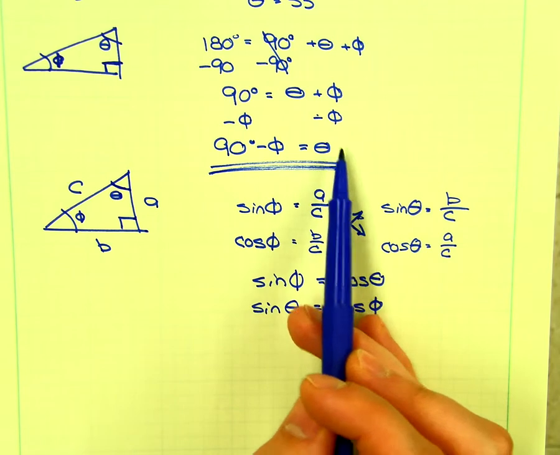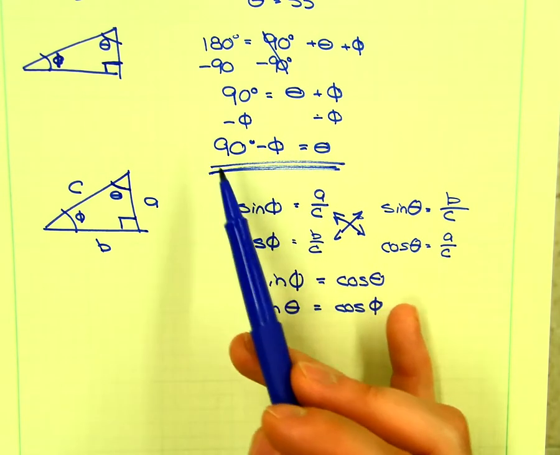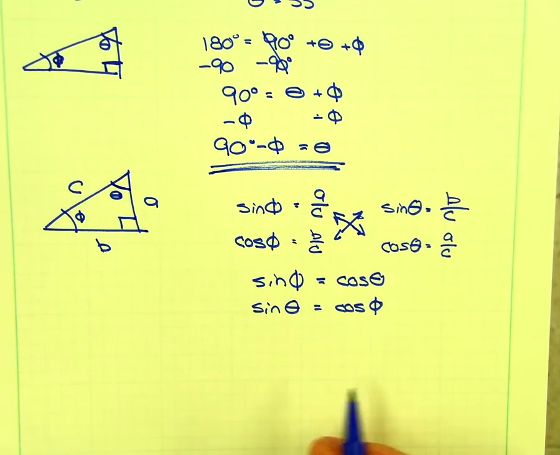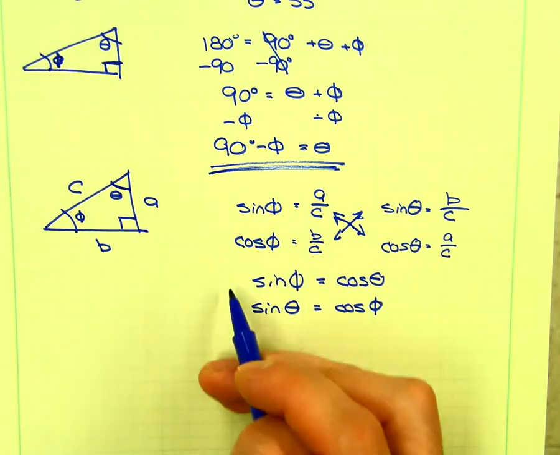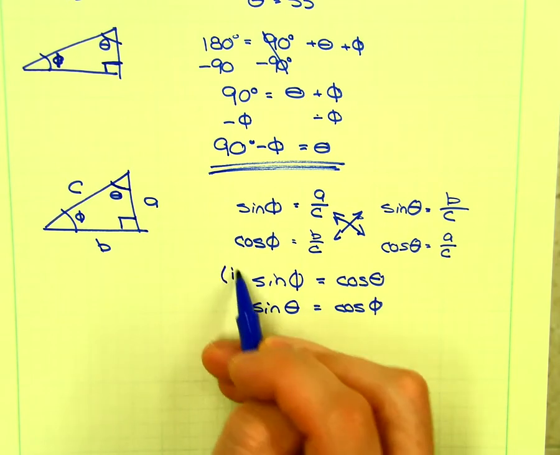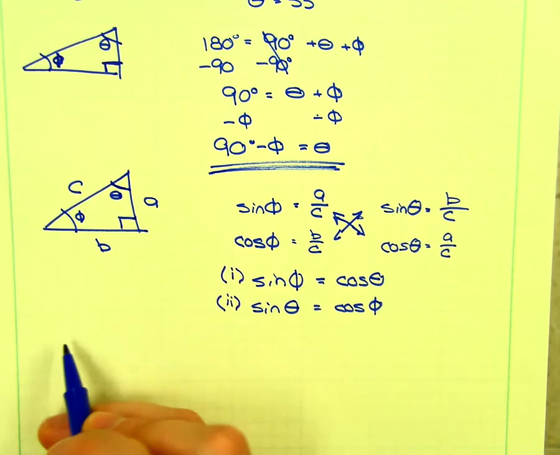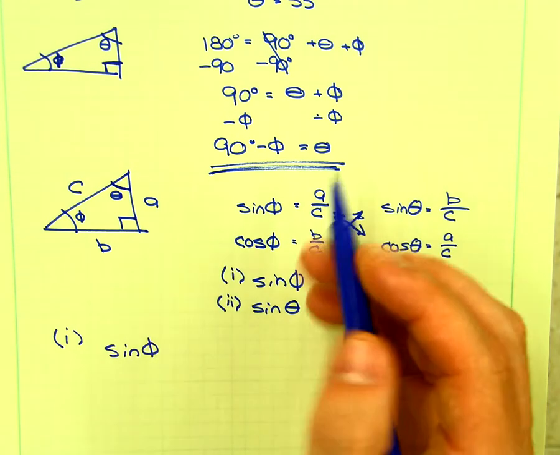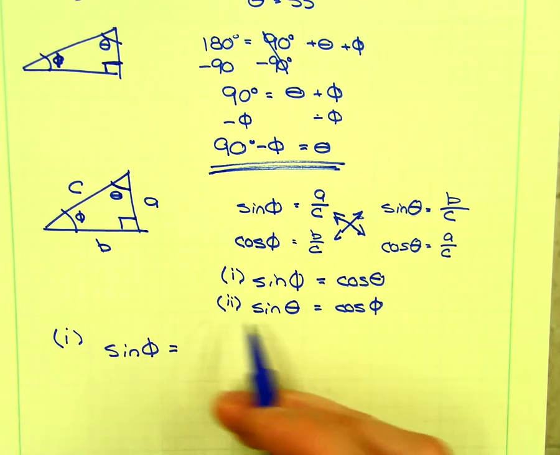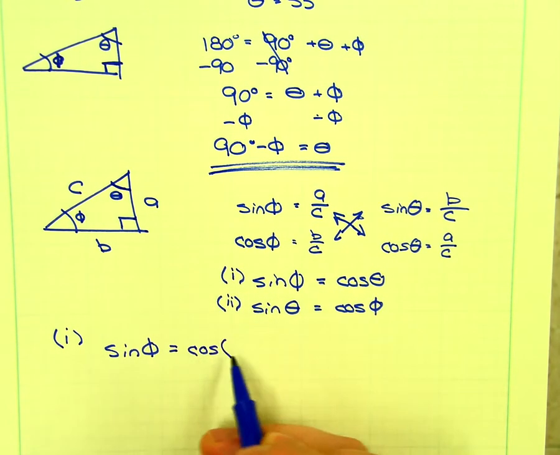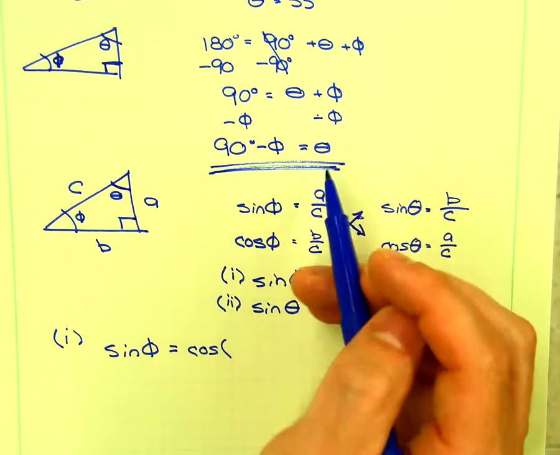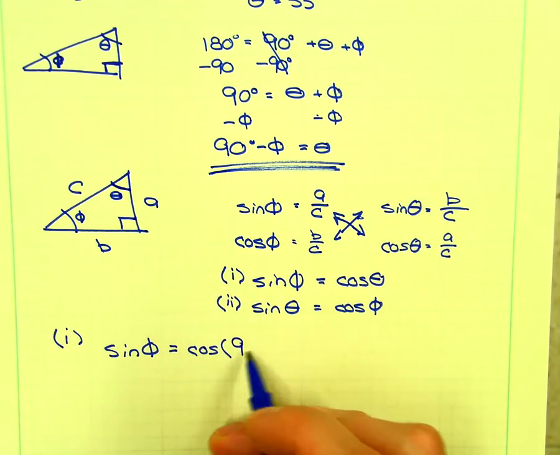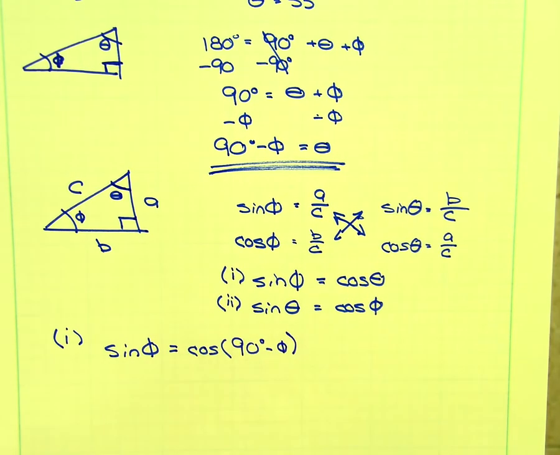Now, let's look at this relationship back up here: theta is equal to 90 minus phi. This is where it starts to get a little bit cool. I'm just going to rewrite this one. Here I've got Roman numerals 1 and 2. Let me just rewrite 1 right here. Instead of the cosine of theta, I know that theta is equal to 90 minus phi, so I'm just going to substitute 90 degrees minus phi for theta. Boom. So now I've got the sine of phi is equal to the cosine of 90 minus phi.